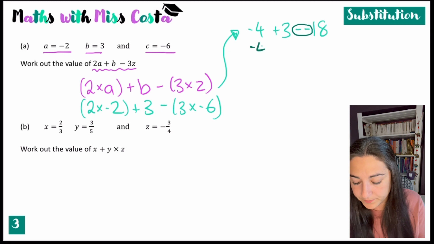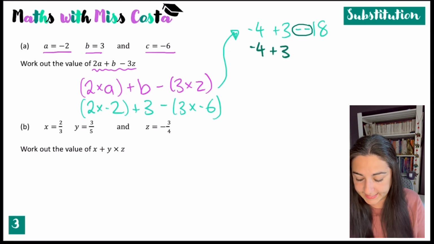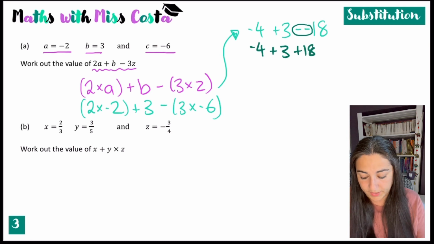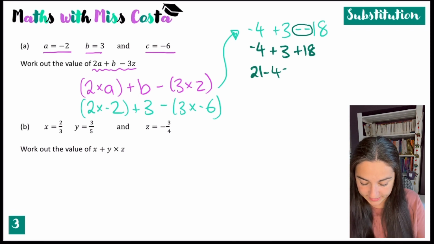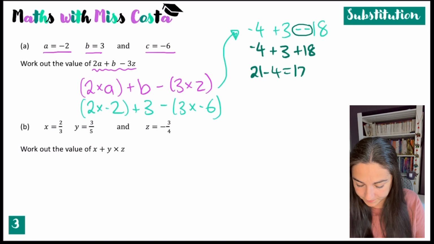So that would become -4 + 3 + 18. So 3 + 18 is 21, and then 21 take 4 gives you 17. So the answer for that one would be 17.